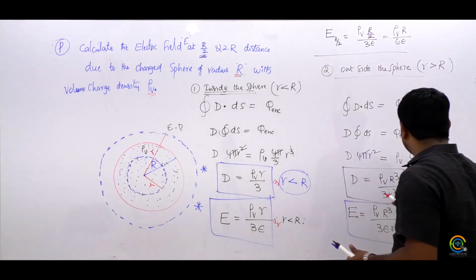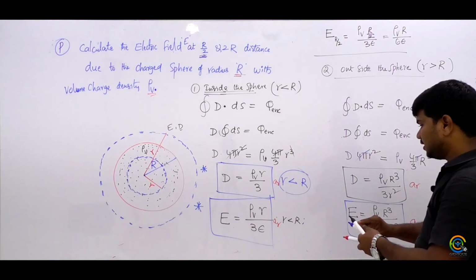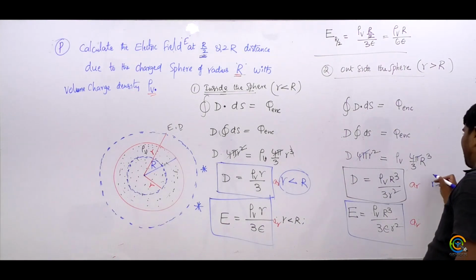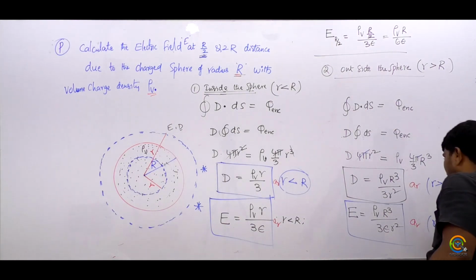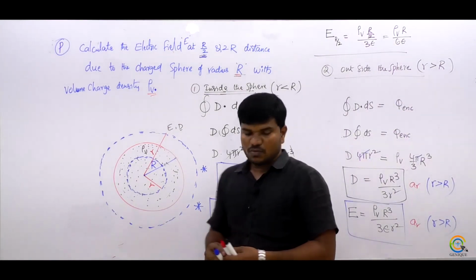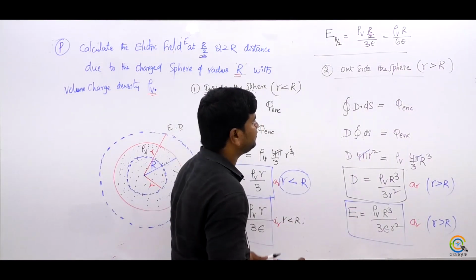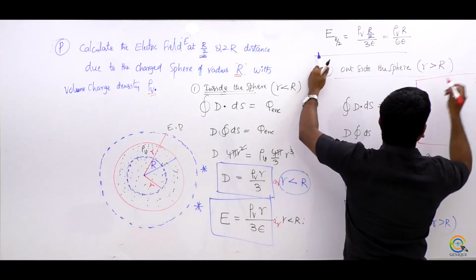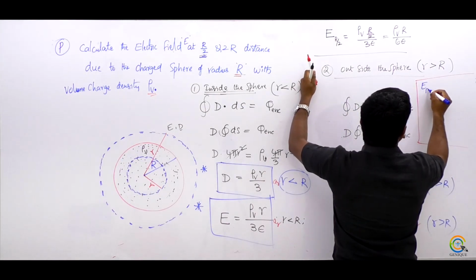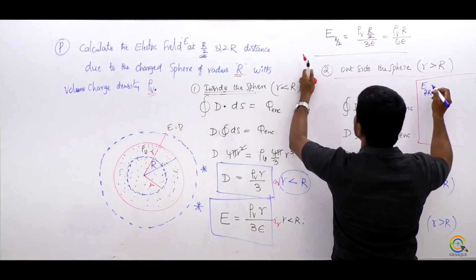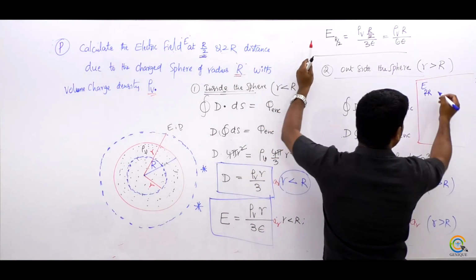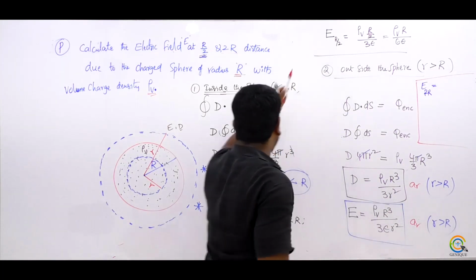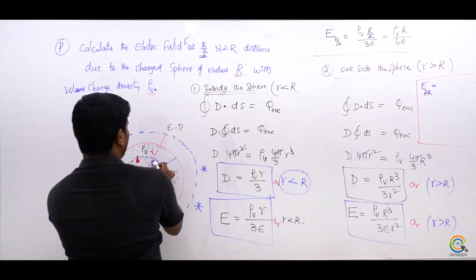So now what do you have to find? This is for r greater than capital R, outside the sphere. Now what do we have to find? Suppose you want to find the electric field intensity E at 2R. Wherever there is a small r, you have to put 2R. I have to calculate the electric field intensity at 2R.